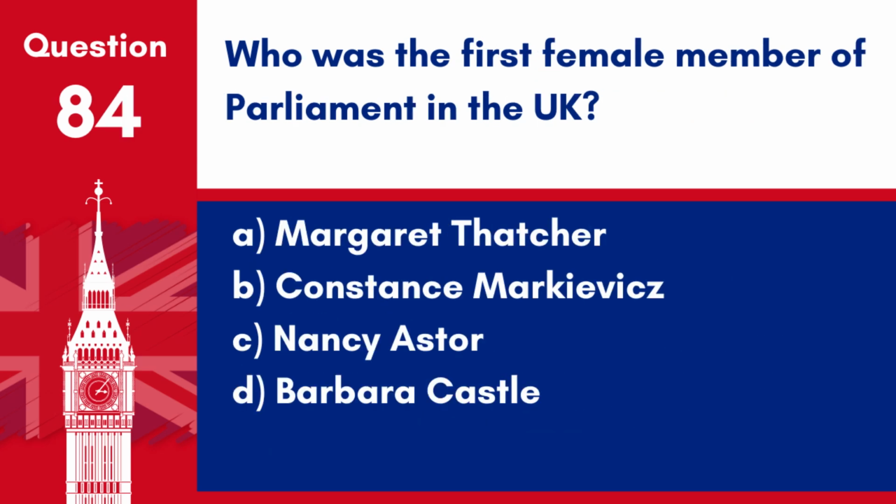Question 84. Who was the first female Member of Parliament in the UK? A. Margaret Thatcher. B. Constance Markievicz. C. Nancy Astor. D. Barbara Castle. Answer C. Nancy Astor. Nancy Astor became the first female Member of Parliament to take a seat in the House of Commons in 1919, representing the Conservative Party.